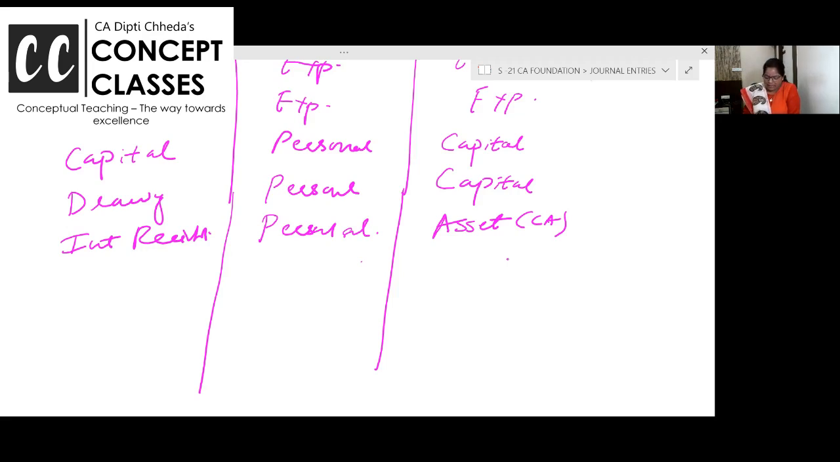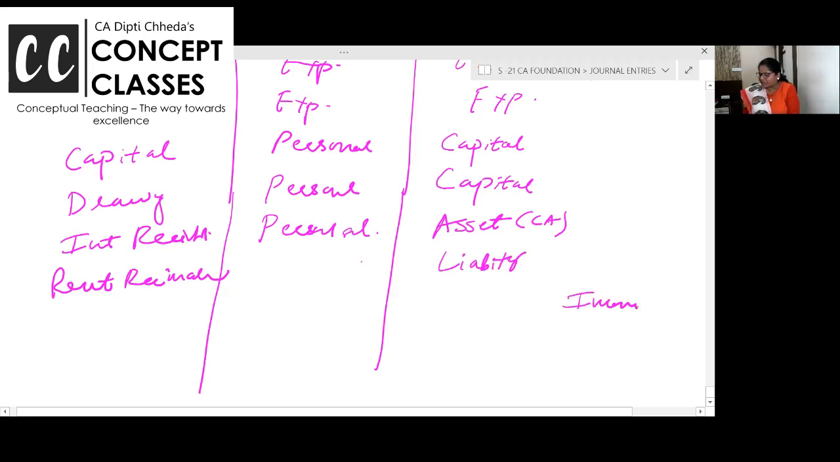Chalo, next. Rent is received in advance. Do you know any income which is received in advance is a liability? See, look at this flow chart, what I am drawing here. I'll draw it a little up, and you can write it later, leaving 4-5 lines. Income: either you credit it as income, and if it is advance, then you credit it as liability. I hope you are getting it.